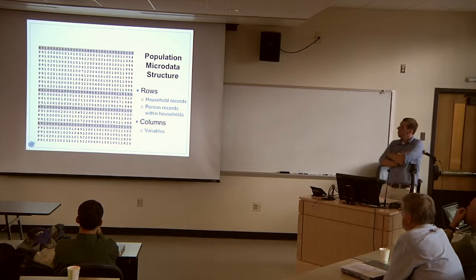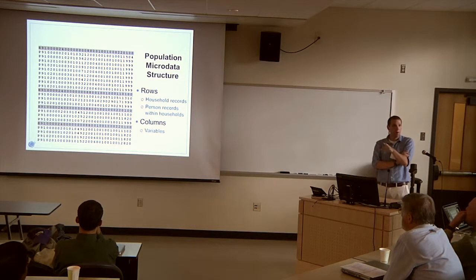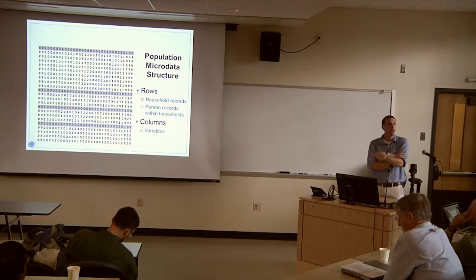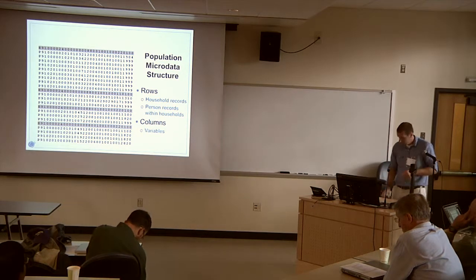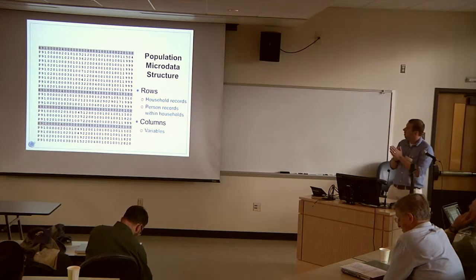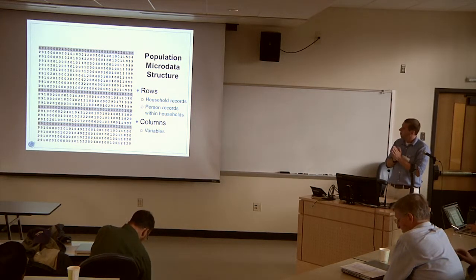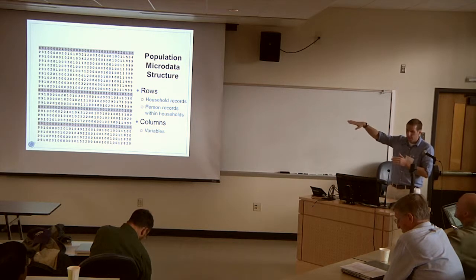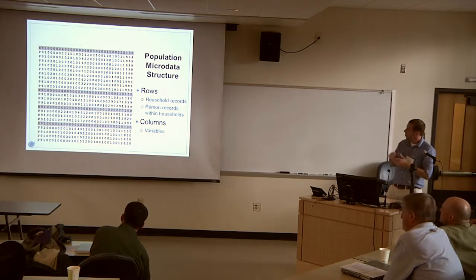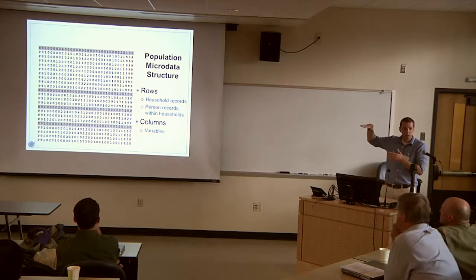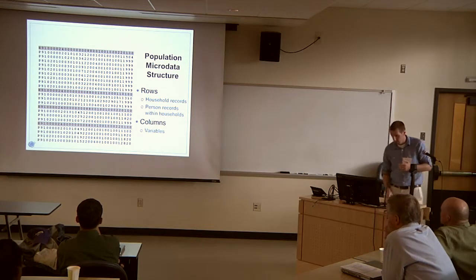So the Minnesota Population Center has an incredible collection of population microdata from all over the world, going back to the 1700s in a lot of cases. And this is a good example. The rows here are person records, have a P in front. The H records are household records, and each of these are individuals nested within households.